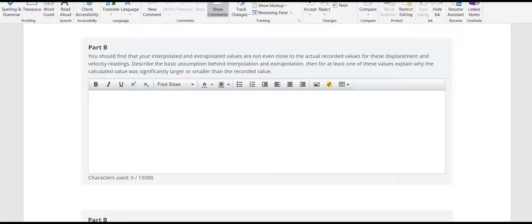This part right here is trying to describe the base assumption behind interpolation or extrapolation. So maybe go back to your unit and find out what it said about graphing and what interpolation and extrapolation are. Just basically define what those mean. And then for at least one of those values, explain why the calculated value was larger or smaller than what it was supposed to be.